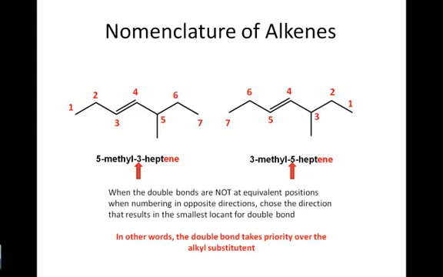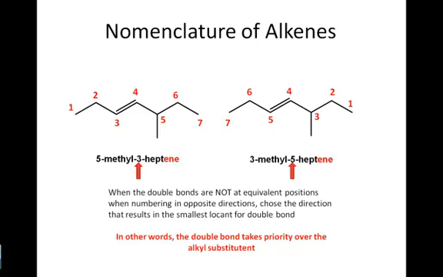It turns out when the double bonds are not in equivalent positions, when you number from opposite directions, you're going to choose the direction that results in the smallest locant for the double bond. In other words, the double bond takes priority over the alkyl substituent.